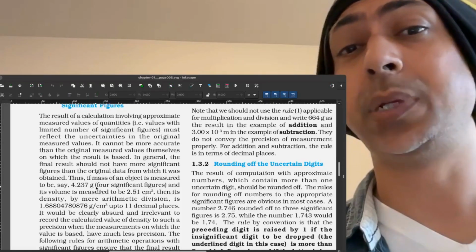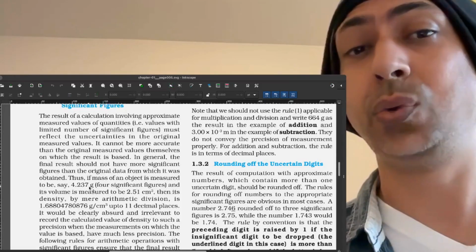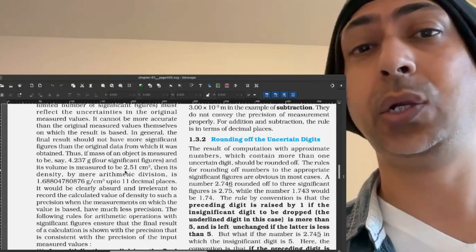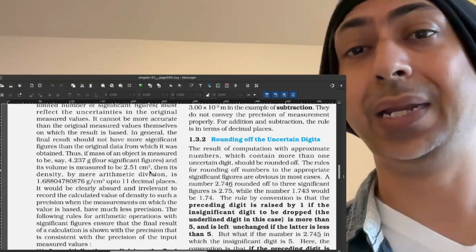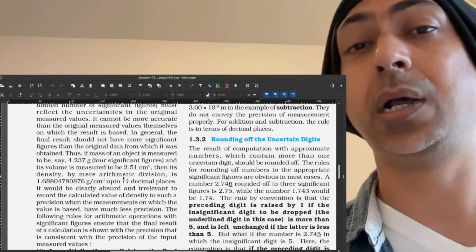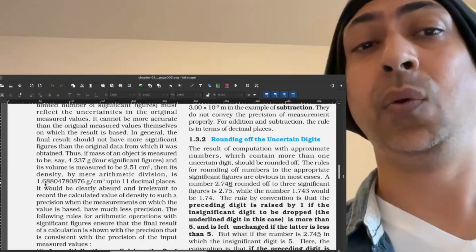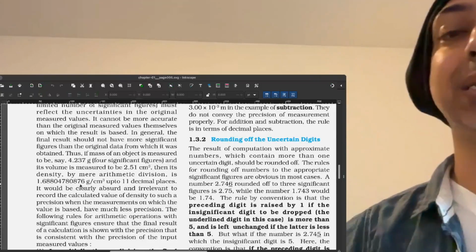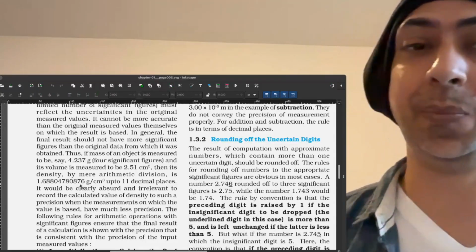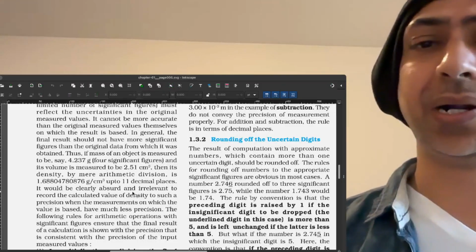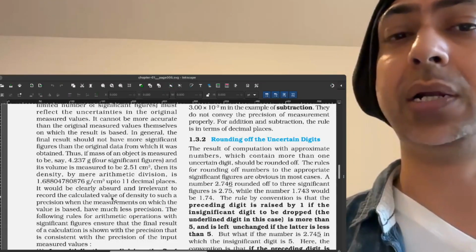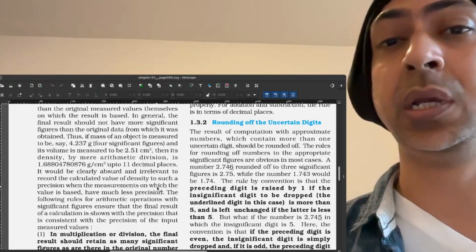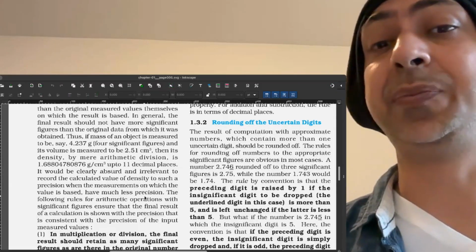Thus, if the mass of an object is measured to be, say, 4.237 gram, four significant figures, and its volume is measured to be 2.51 centimeter cube, then its density by mere arithmetic division is 1.68804780876 gram per centimeter cube up to 11 decimal places. It would be clearly absurd and irrelevant to record the calculated value of density to such a precision when the measurements on which the value is based have much less precision.